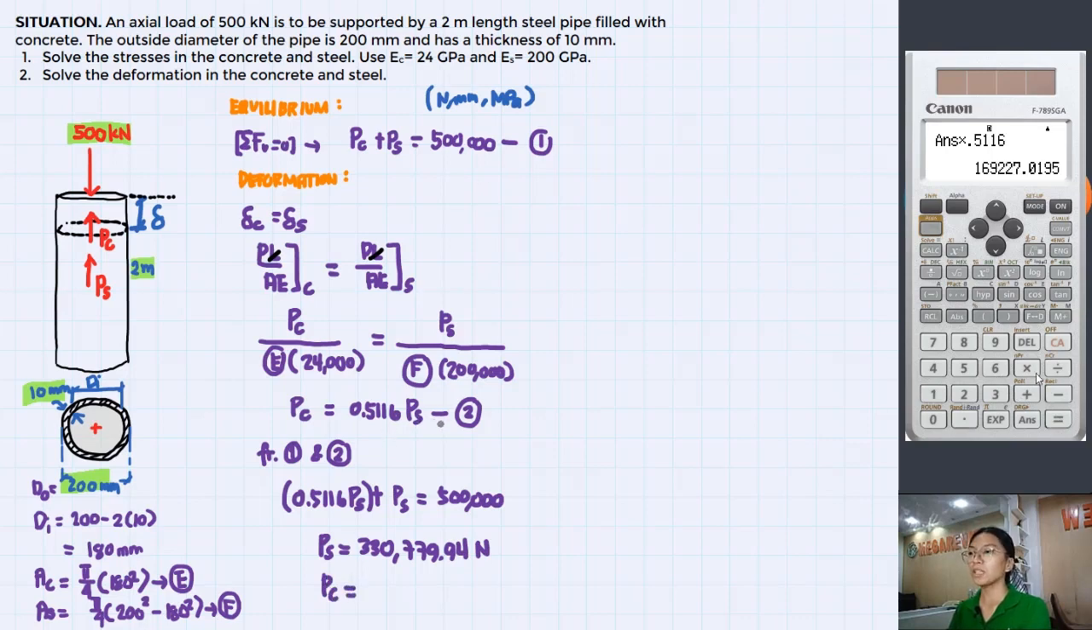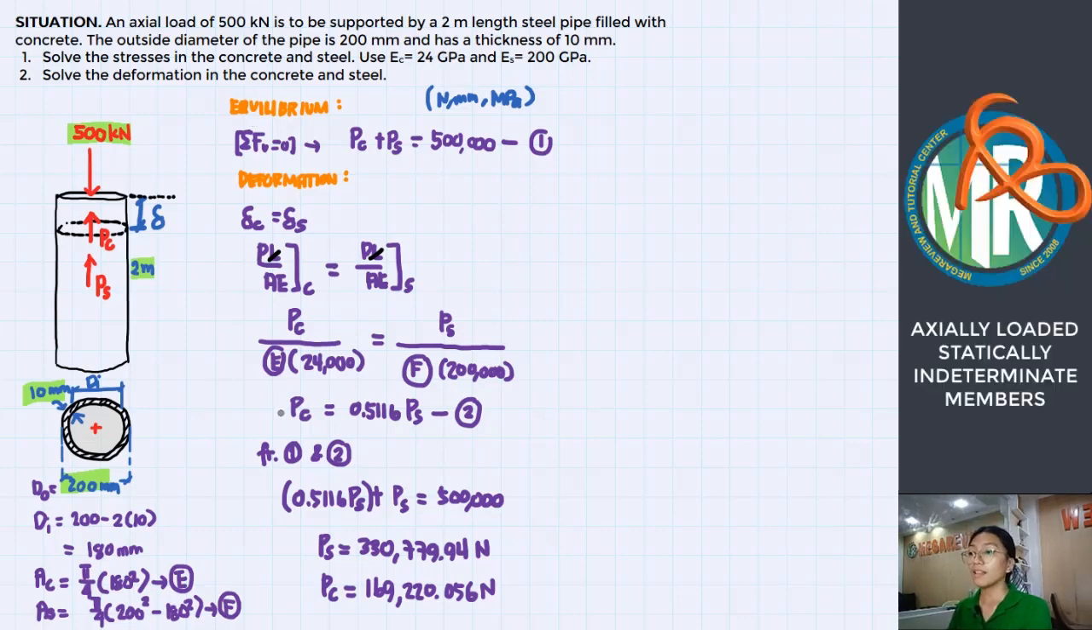So from here, you can now also get the force of the concrete using either equation 1 or equation 2. Pero mas madali si equation 2 na, kasi multiply mo lang ng 0.5116 yung value ng PS. That is 169,220.056 Newton. Pero yung tinatanong dito are the stresses of the concrete and then the steel.